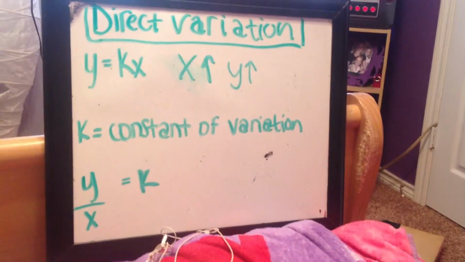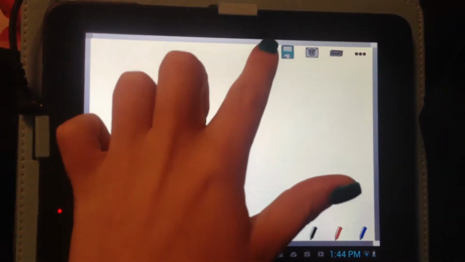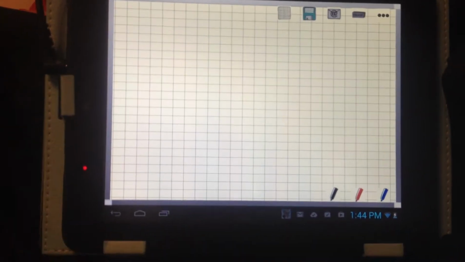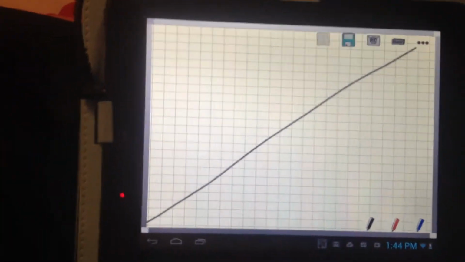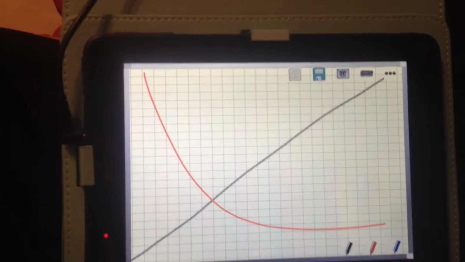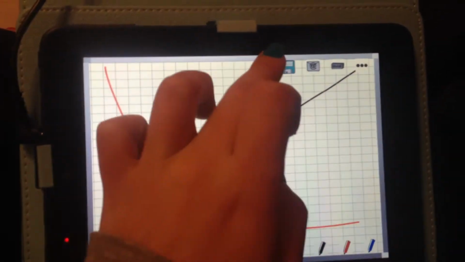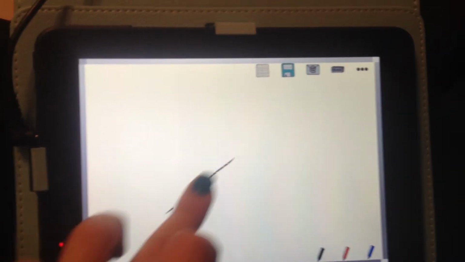So we can start with just an example, a typical one you would see on a test or something. And before we do that, a graph of direct variation would just go straight up, as opposed to inverse, which would look something like that. Just a little visual.